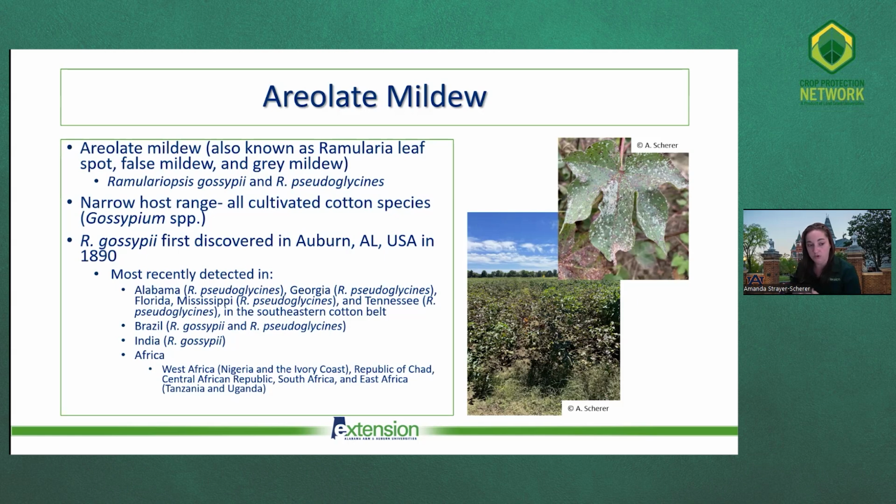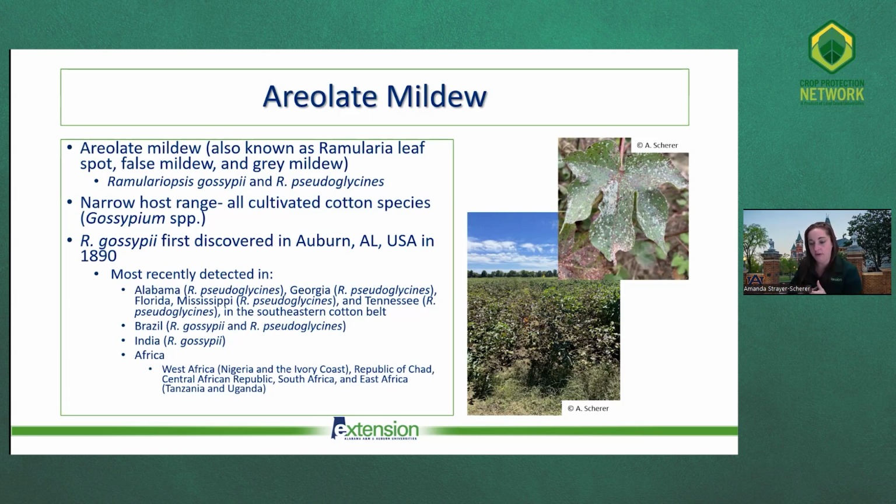But worldwide distribution, it also causes pretty significant yield losses in Brazil, which has both species. And so it's a bit of a challenge for them because they've had some pretty severe yield losses from areolate mildew. Gossypii is also present in India, and we also have several reports in Africa, including Nigeria, the Ivory Coast, which is in West Africa, Republic of Chad, Central African Republic, South Africa, and Tanzania and Uganda in East Africa.